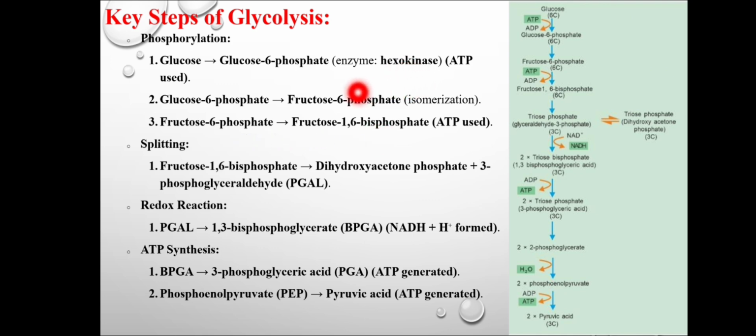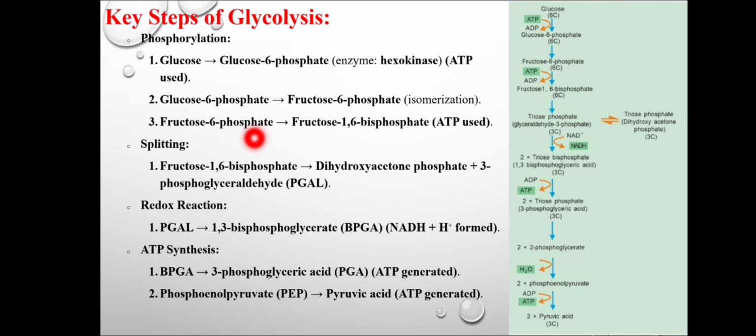Now also note one thing: if glucose is entering into the pathway, fine, but if fructose enters into the pathway, then fructose will directly get converted into fructose 6-phosphate, and the isomerization step does not take place. Now this conversion of fructose to fructose 6-phosphate is also catalyzed by the enzyme hexokinase.